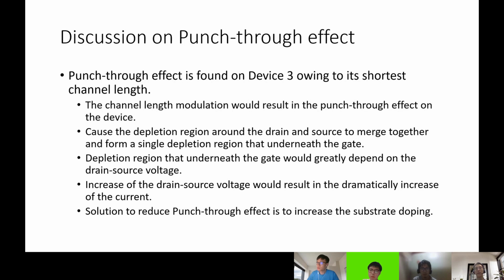The depletion region underneath the gate will make the gate depend greatly on the drain-source voltage, and increasing the drain-source voltage will result in a dramatic increase of the current. So the solution to resolve this punch-through effect is to increase the substrate doping.